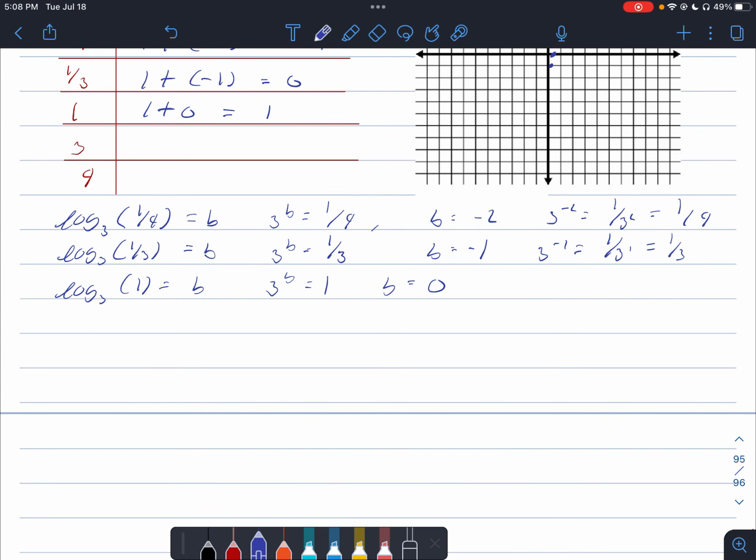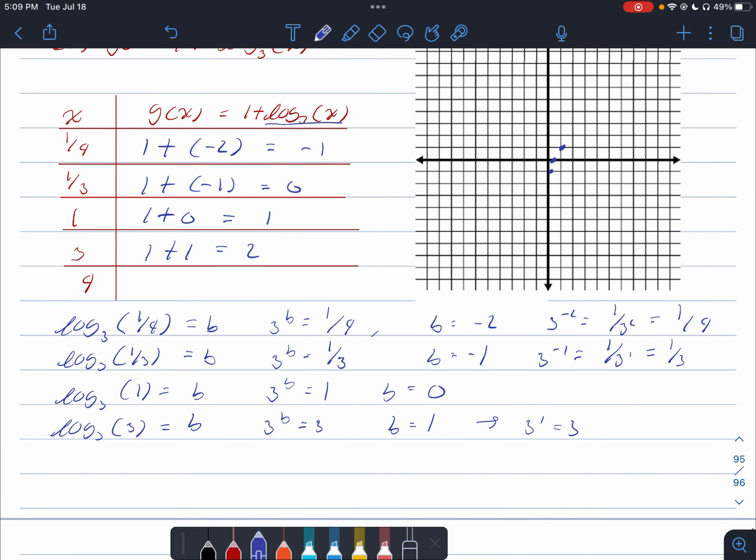Now let's try 3. So we have log base 3 of 3. All right, so that'd be equal to b. That means 3 to the b equals 3. So here we have b equals 1, because 3 to the 1 equals 3. All right, so we have 1 plus 1, and we'll get 2. So at x equals 3, we get 2.